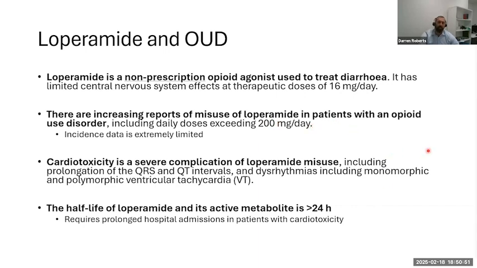The main concern with loperamide is that you get this cardiotoxicity, and it causes QRS and QT prolongation. And research that we've been doing here through the Poison Centre, where we've seen a number of these cases being referred to us because they come into hospitals so sick, such as the case I told you about before, require a prolonged hospital admission because it's got a very long half-life. Loperamide and its active metabolite have half-lives more than 24 hours. So they're going to be in hospital unwell for days.